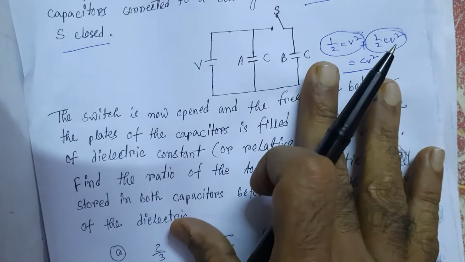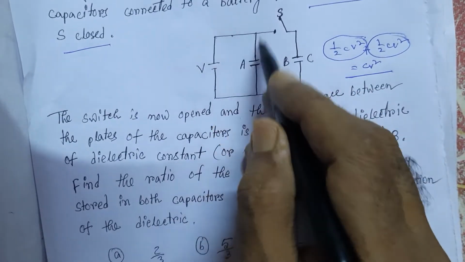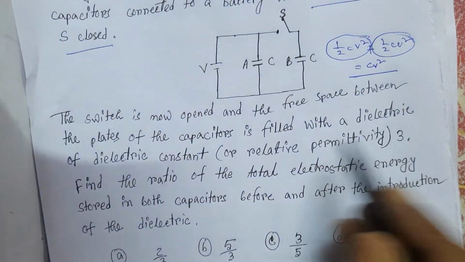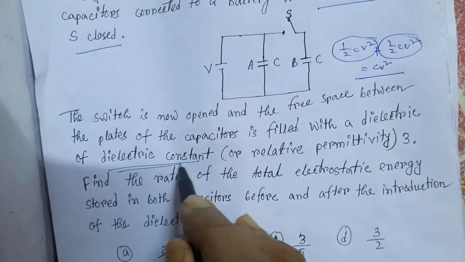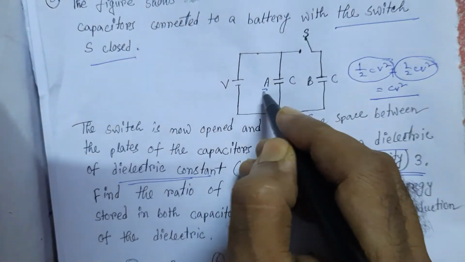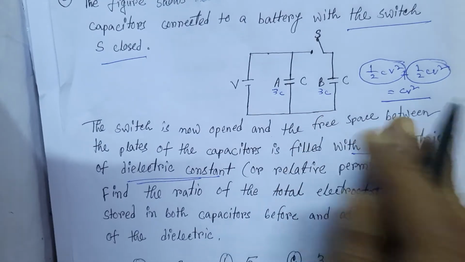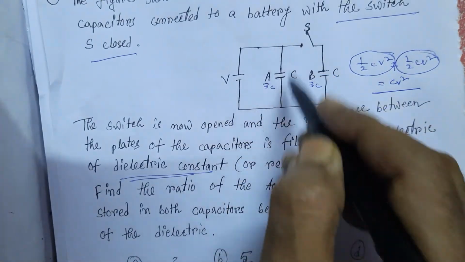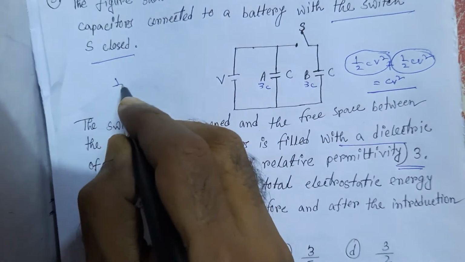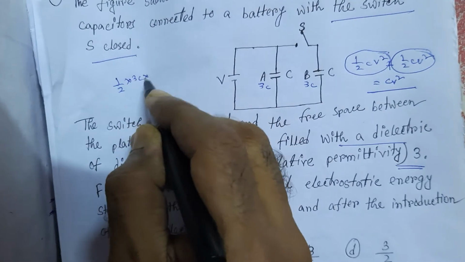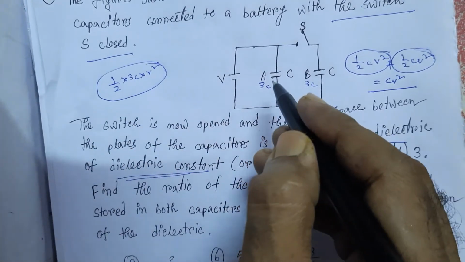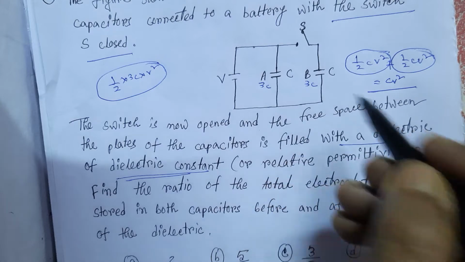After the switch is off, one of the capacitors is connected with the battery, and the dielectric constant of the dielectric slab is 3, so the capacitance of each capacitor is thrice C. So when it is still connected with the source, its energy is half into 3C into V square. So the energy of capacitor A is now half into 3C into V square.